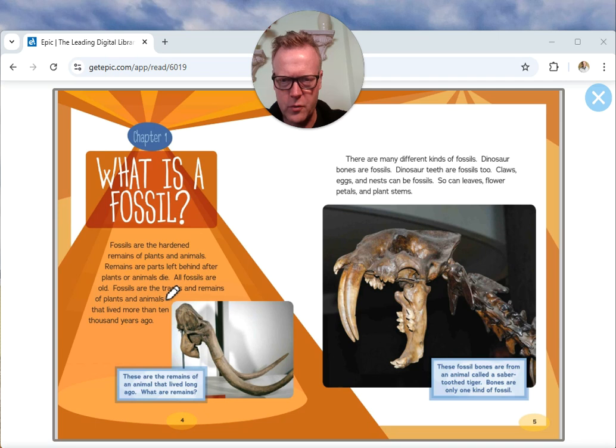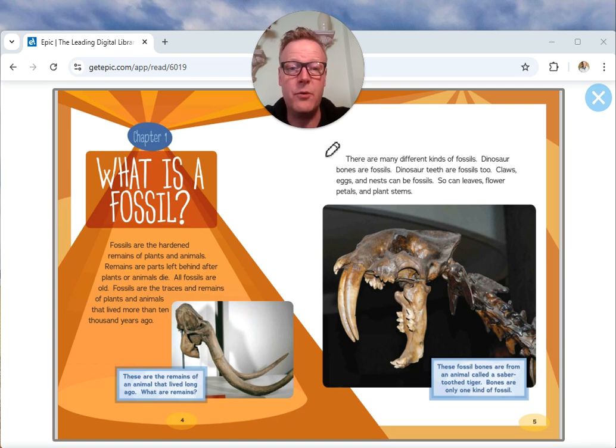Also, traces. Traces is kind of a synonym for remains. Traces just means there is something left over. All right. And these are the remains of an animal that lived long ago. What are remains? Well, we just talked about that. That just means something left over. That's a remain. There are many different kinds of fossils.